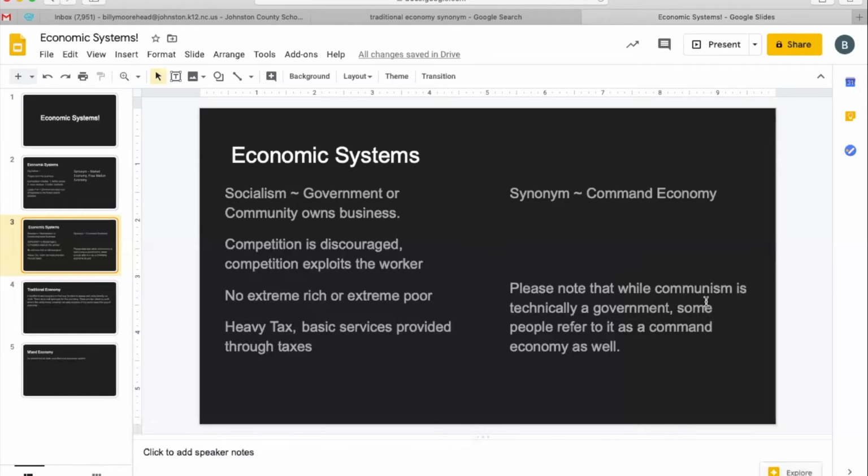With that said, there is such a link between communism and socialism. Again, USSR, Union of Soviet Socialist Republics.